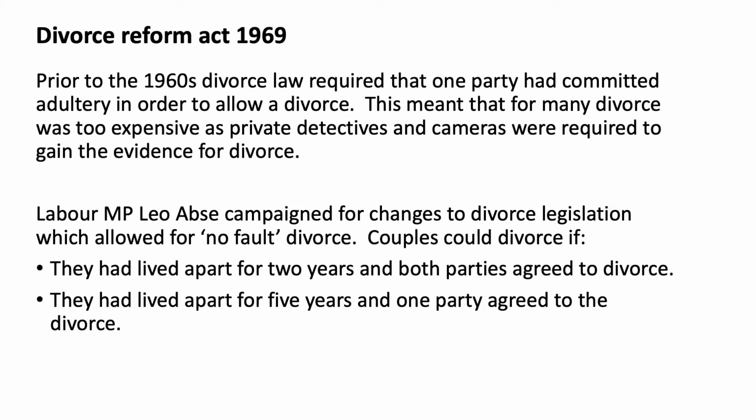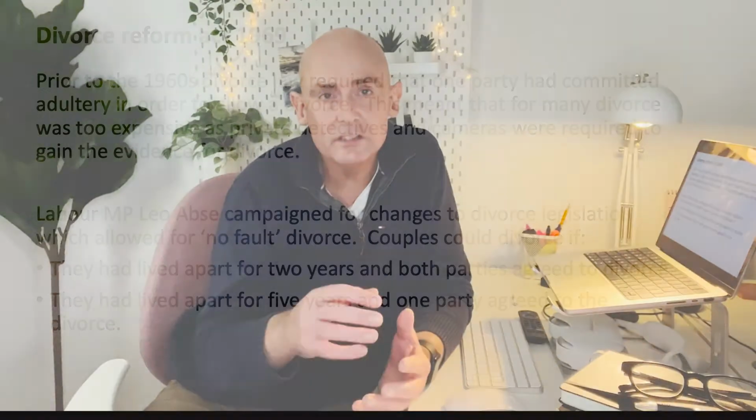Now, the Labour MP, Leo Abse, campaigns for changes to divorce legislation which allow for a no-fault divorce to take place. And this changes divorce law. It now means that after 2 years, if both parties consent, they can divorce, or after 5 years, if only one party consents, they can divorce. But this is going to make divorce more accessible to people. It's going to make it easier for people to divorce.